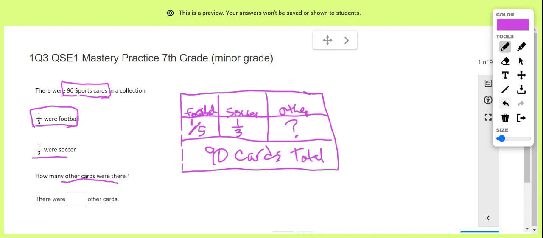We have a couple of fractional parts out of the total. So the fractional part, we're going to multiply 1/5 times the total. So 1/5 times 90 would give us 90 over 5. And then we have 1/3 out of 90. And that would give us 90 over 3.